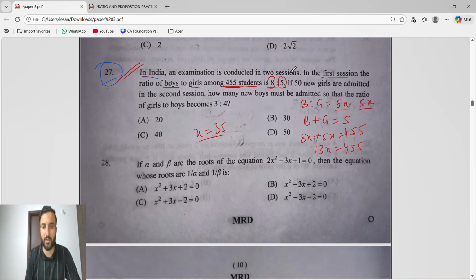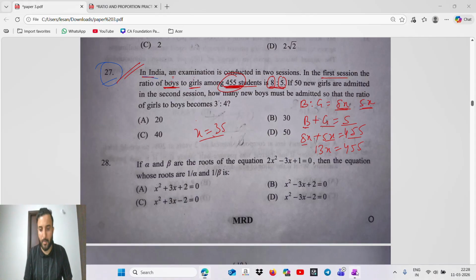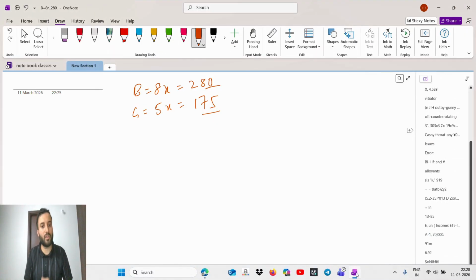An examination is conducted in two sessions. In the first session, the ratio of boys to girls among 455 students is 8:5. So boys to girls is 8x and 5x. Total number of boys plus total number of girls indicates total number of students, 455. Like that we get number of boys 280 and number of girls 175.